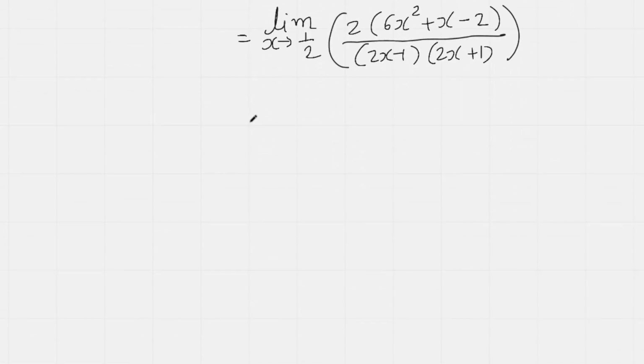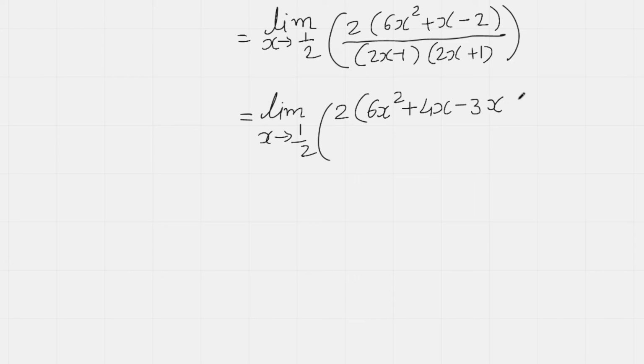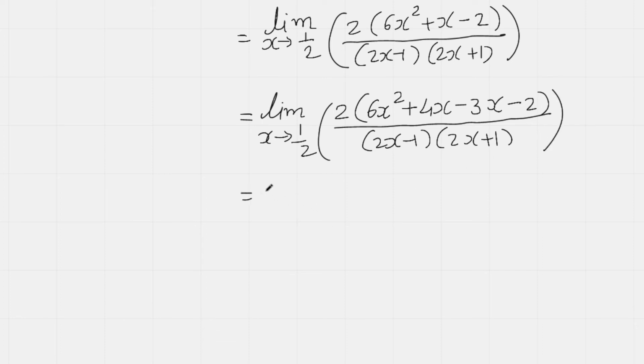And now we need to find the factors of the quadratic expression 6x square plus x minus 2. So let us keep 2 as it is, 6x square also as it is. Instead of x, we can write 4x minus 3x. So this is 4x minus 3x minus 2, whole divided by 2x minus 1 into 2x plus 1 as it is. So this is limit x approaches 1 over 2 as it is.